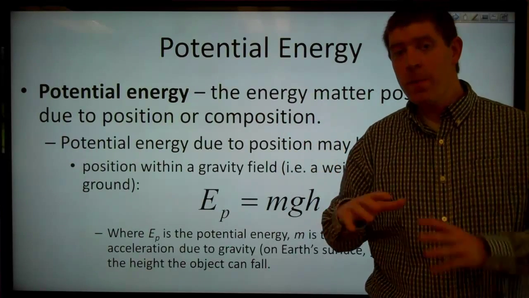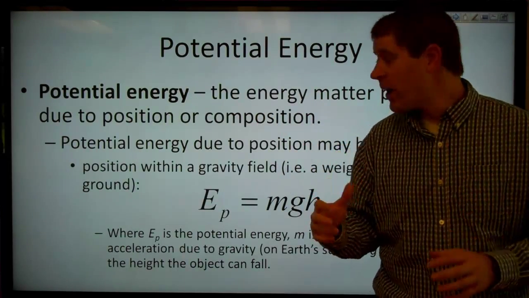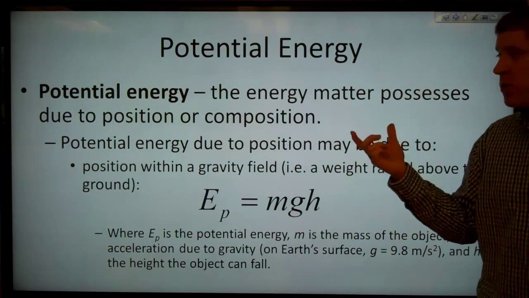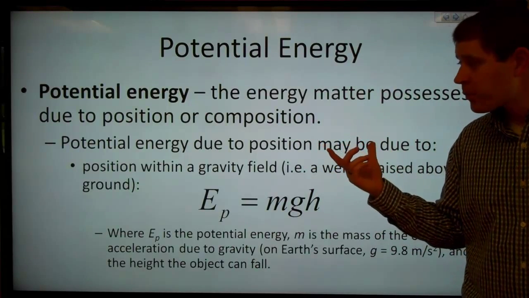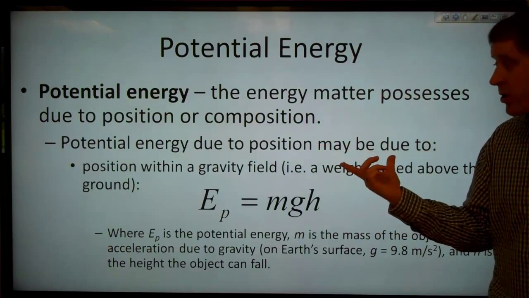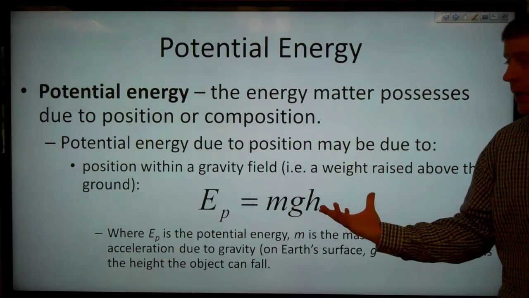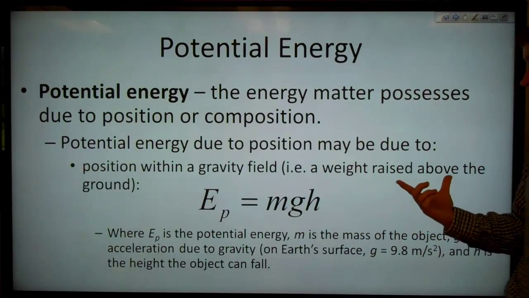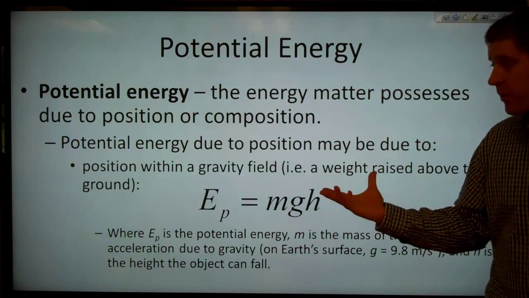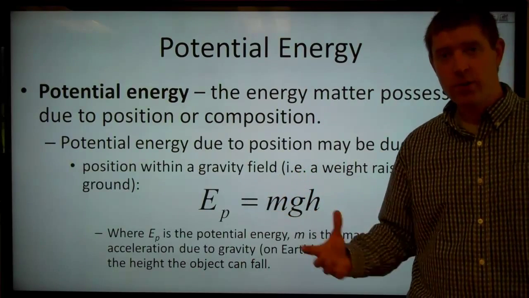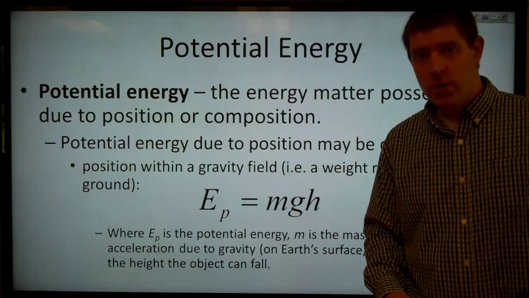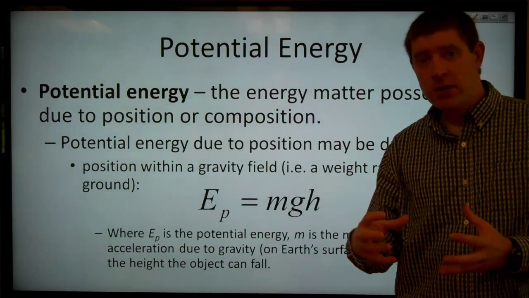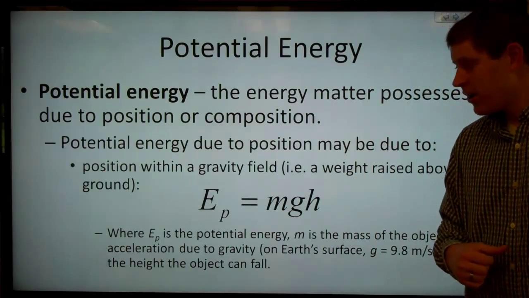So we have two main types of energy. We have potential energy and kinetic energy. Potential energy is the energy that matter possesses due to its position or its composition. So this may be something like potential energy due to position within a gravity field, like a weight raised above the surface of the Earth. So it's in Earth's gravity field, it's being attracted towards the center of the Earth, and its position relative to the Earth influences how much potential energy it has.